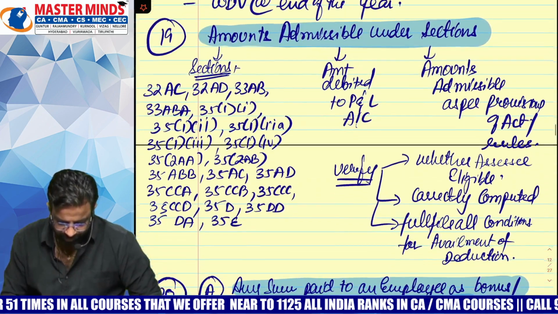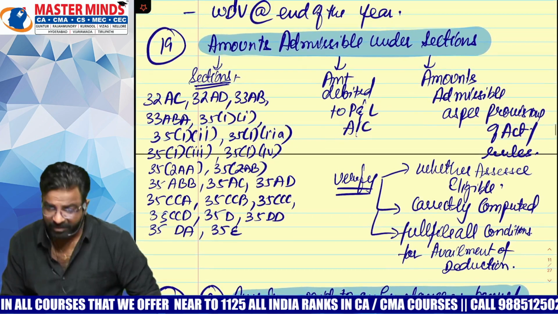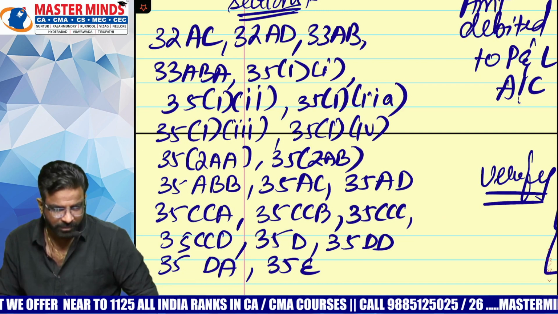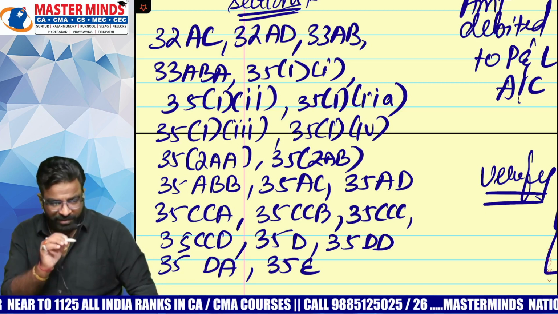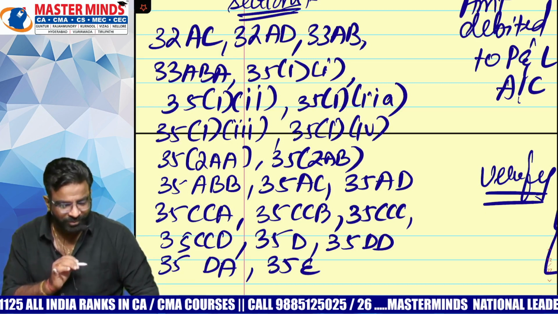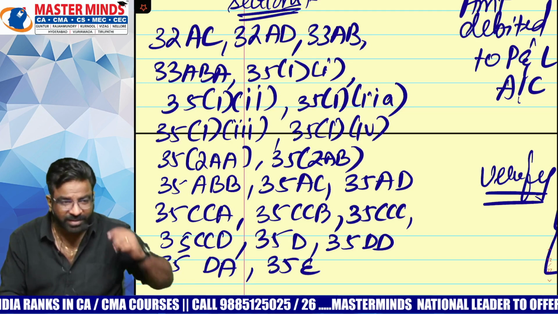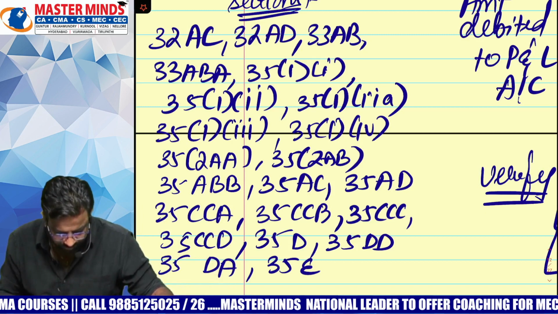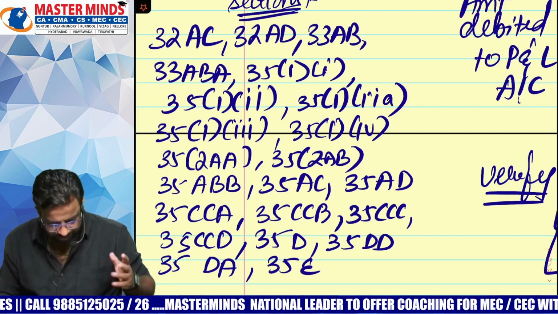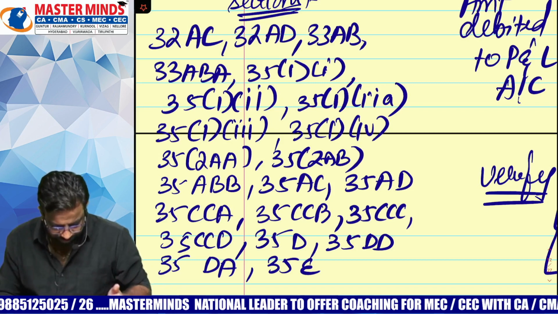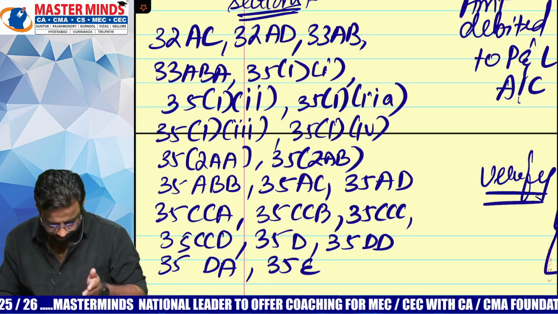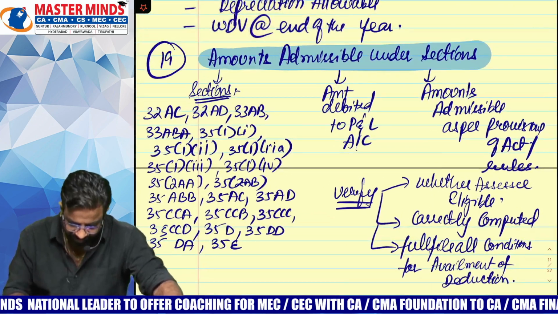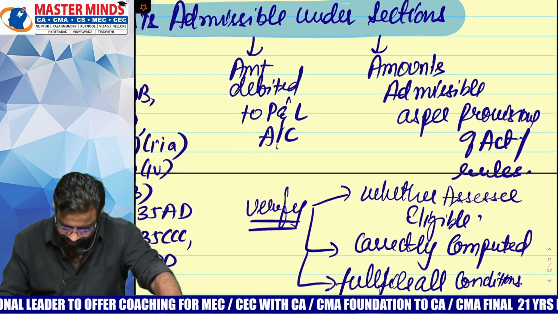Okay, 19, amounts admissible अंडर सेक्शंस. अब ये लिस्ट ऑफ सेक्शंस है, बस एक बार पढ़ लो, नहीं तो पढ़ने की जरूरत नहीं है. फर्स्ट और लास्ट को याद कर लो. बिटवीन दिस टू दिस, बिटवीन 32AC टू 35E, फिर भी एक बार पढ़ लेना. ये सारा तुम्हारा पीजीबीपी चैप्टर डाला हुआ है यहाँ पे. 35AC, AD, AB, ABA, 32AC, 32AD, 33AB, 33ABA, 35, 35ABB, 35AC, AD, CCA, CCB, CCC, CCD, 35D, 35DD, DA and 35E. Amount debited to P&L, amount admissible as per the provisions of the rules.